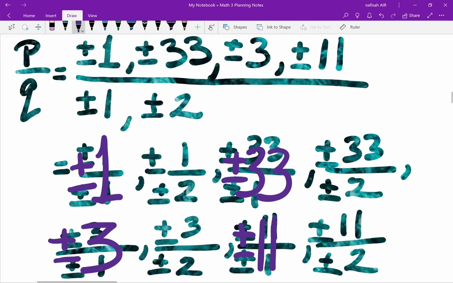Now, these are the possibilities. That does not mean that all of these are actual roots, but these are the only possible rational roots I can have. I can still have imaginary roots. I can have irrational roots, but if I was talking about specifically rational roots, these are all of the possibilities. I would not find one rational root that was not listed here.